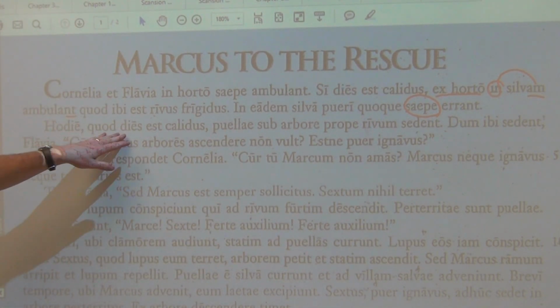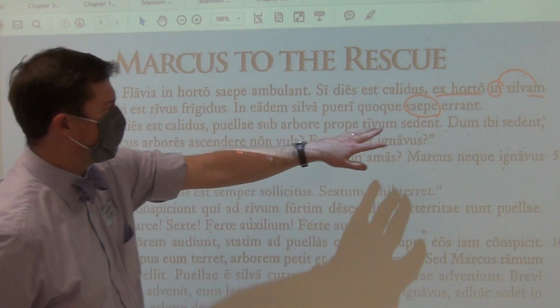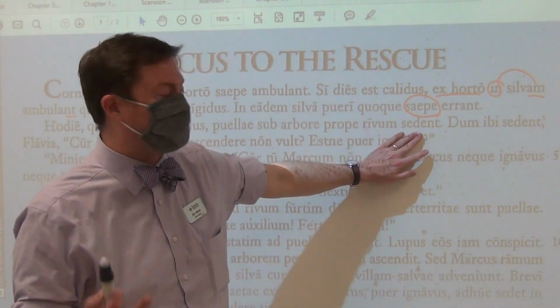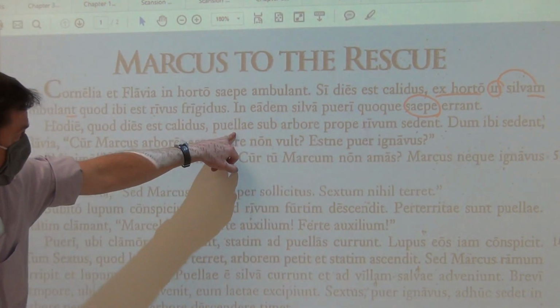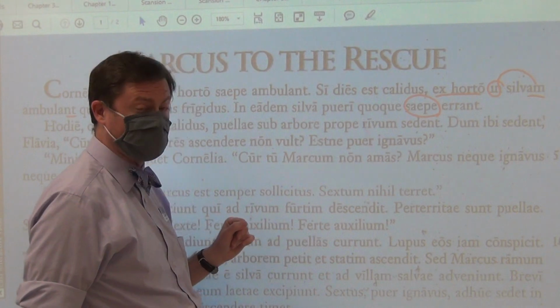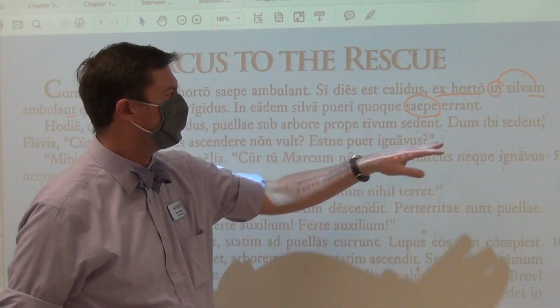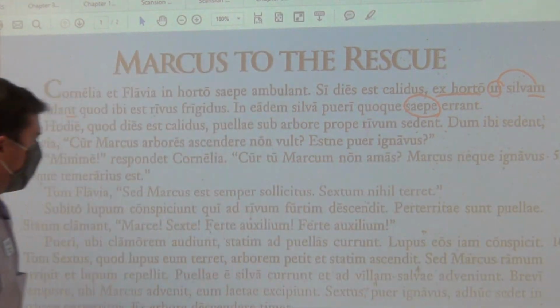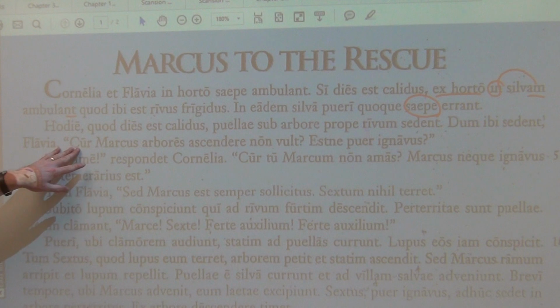Today, because the day is hot or warm, calidus, the girls are sitting, do sit, enti, they, the girls, finite verb, has a subject, under the tree, near the stream. Prope means near. While they sit there, Flavia says. There's no word for says, but it's implied.